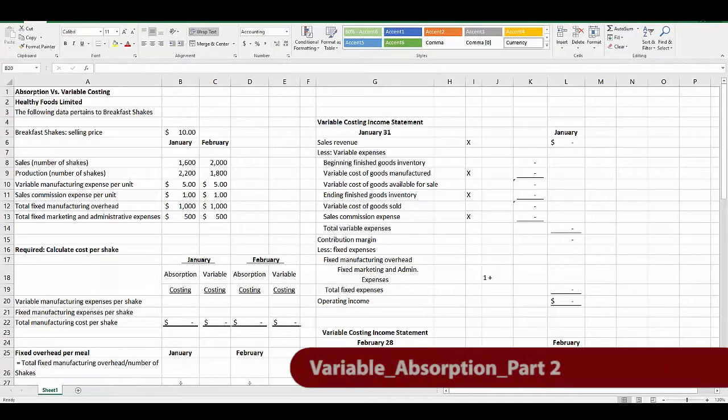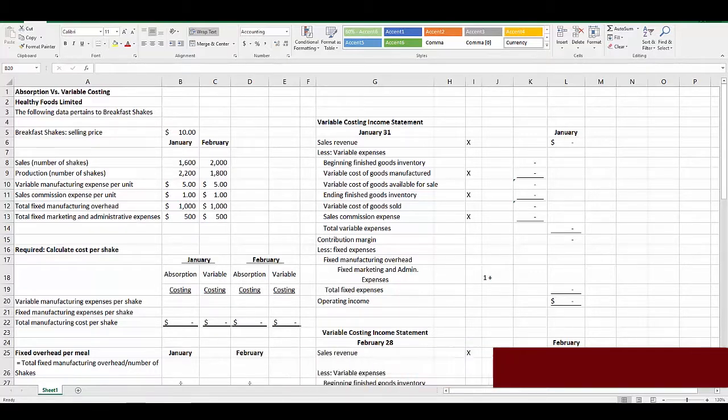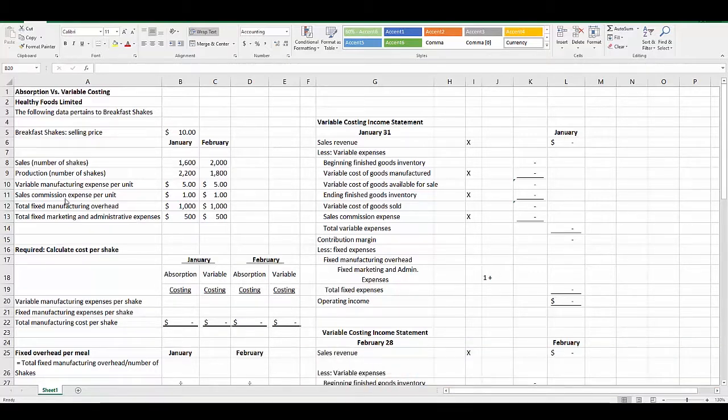This next problem that we're going to do is based on the same company, Healthy Foods Limited, and we're still talking about the same products, the breakfast shakes. So here you will see the same information that we used when we completed our variable costing income statements for January and February. Now what we're going to do is use the same information to calculate what the absorption costing income statements would be.